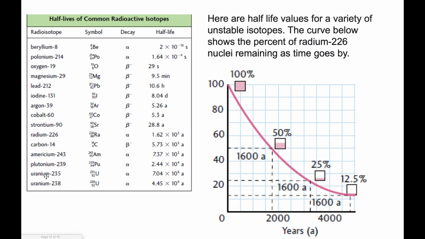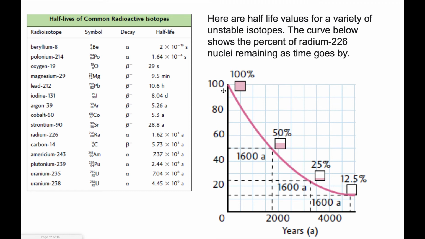Here are some half-life values for a variety of unstable isotopes. For example, uranium-235 we talked about already. It has a half-life of 7 times 10 to the 8 years. Carbon-14, we talked about that as well, has a half-life of 5.73 times 10 to the 3 years. We can look at some that decay very quickly as well. Beryllium-8 has a half-life of 2 times 10 to the minus 16 seconds, so this one's barely around at all. You can have a look at this table for some other examples as well.